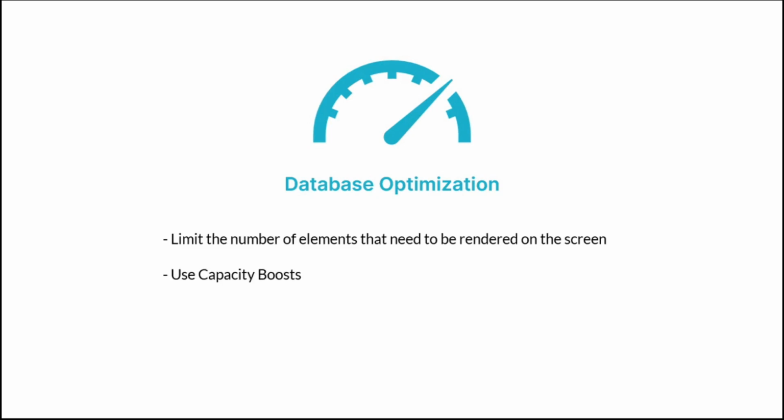And the second point is using capacity boosts. So on Bubble, you can purchase additional capacity boosts in order to make your app perform better. Then lastly, it's always a good practice to test alternative methods. In other words, if you see that how you currently have your app configured is not making your app faster, you may want to test out alternative methods that can make your app perform better.